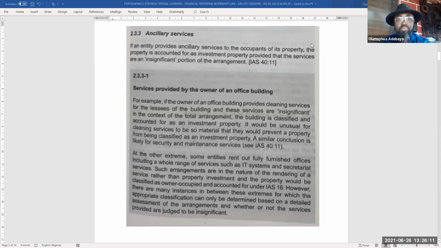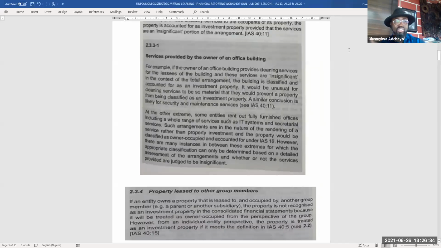Yes, sir. Okay, now let's look at a situation where properties are leased to other group members, which I mentioned earlier. A parent leases property to a subsidiary, or a subsidiary leases property to the parent, or another subsidiary leases to another subsidiary. What would that be in all respects, in addition to what I've said earlier? Can somebody volunteer?